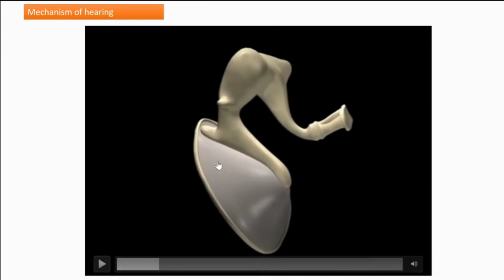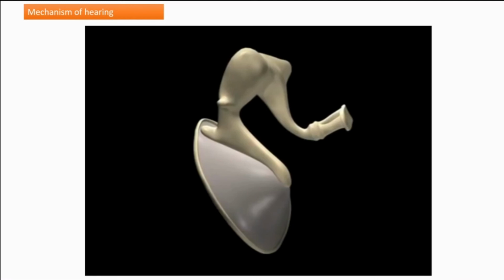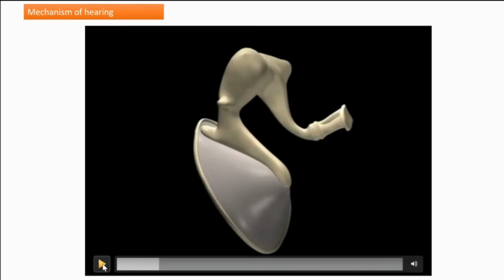This is the tympanic membrane. It communicates with the malleus, incus, and stapes. The stapes is communicating with which window? Oval window. The oval window is communicating with the scala vestibuli of which one? Scala vestibuli of the cochlea. Okay.